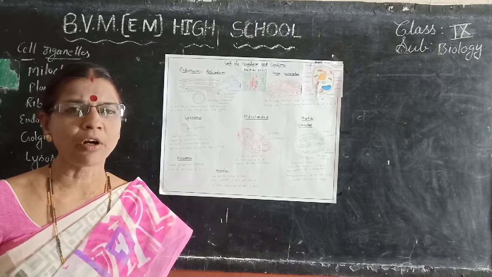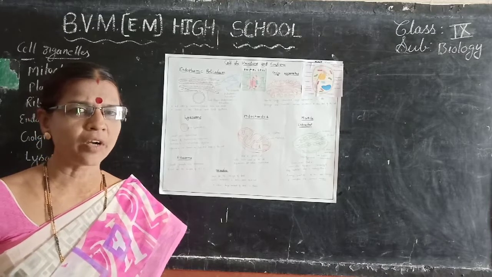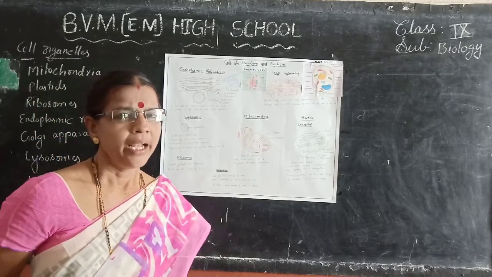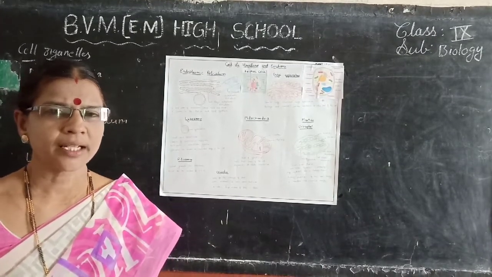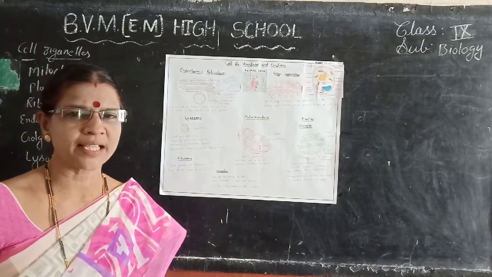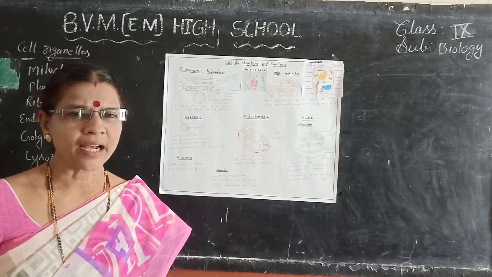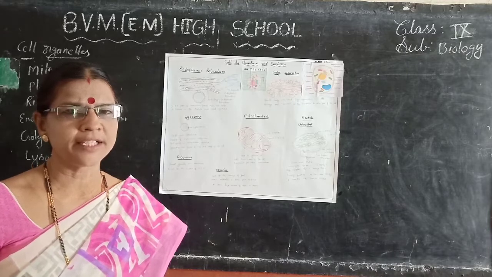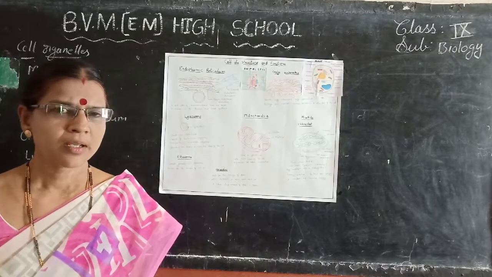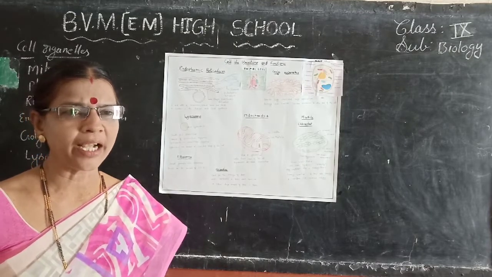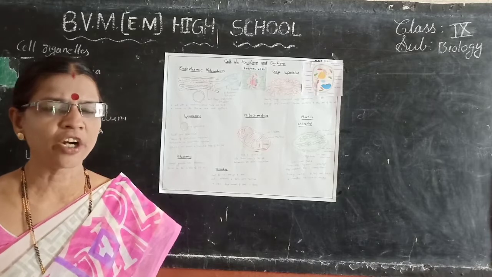Next, nucleus. We also know about nucleus in last class. Nucleus is a dark body found in the cytoplasm of the cell. Nucleus controls all the functions of the cell. It is the storehouse for genetic information. It determines the characteristics of an organism. It plays an important role in cell division. We also learned about cytoplasm. Cytoplasm is a fluid in which different cell organelles are floating.